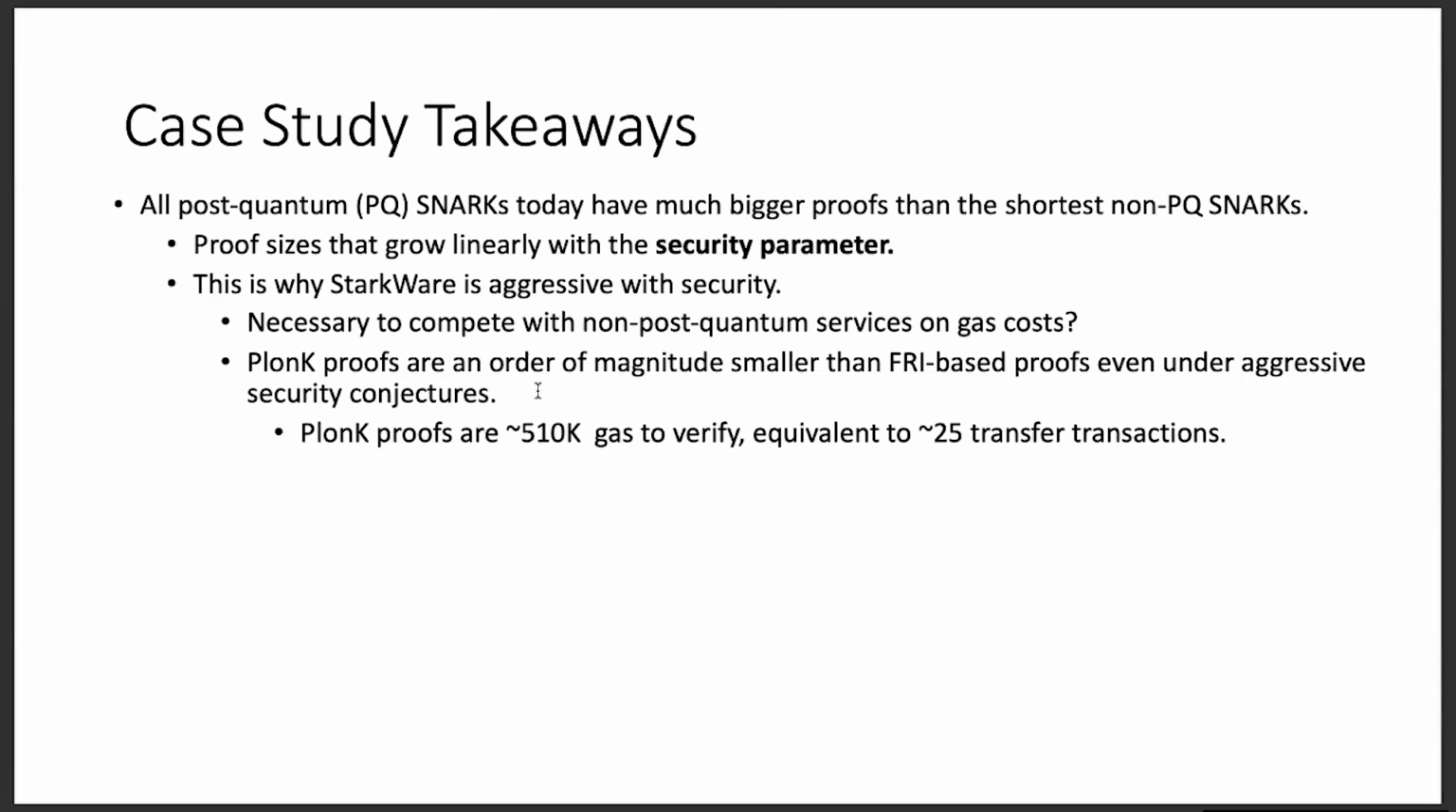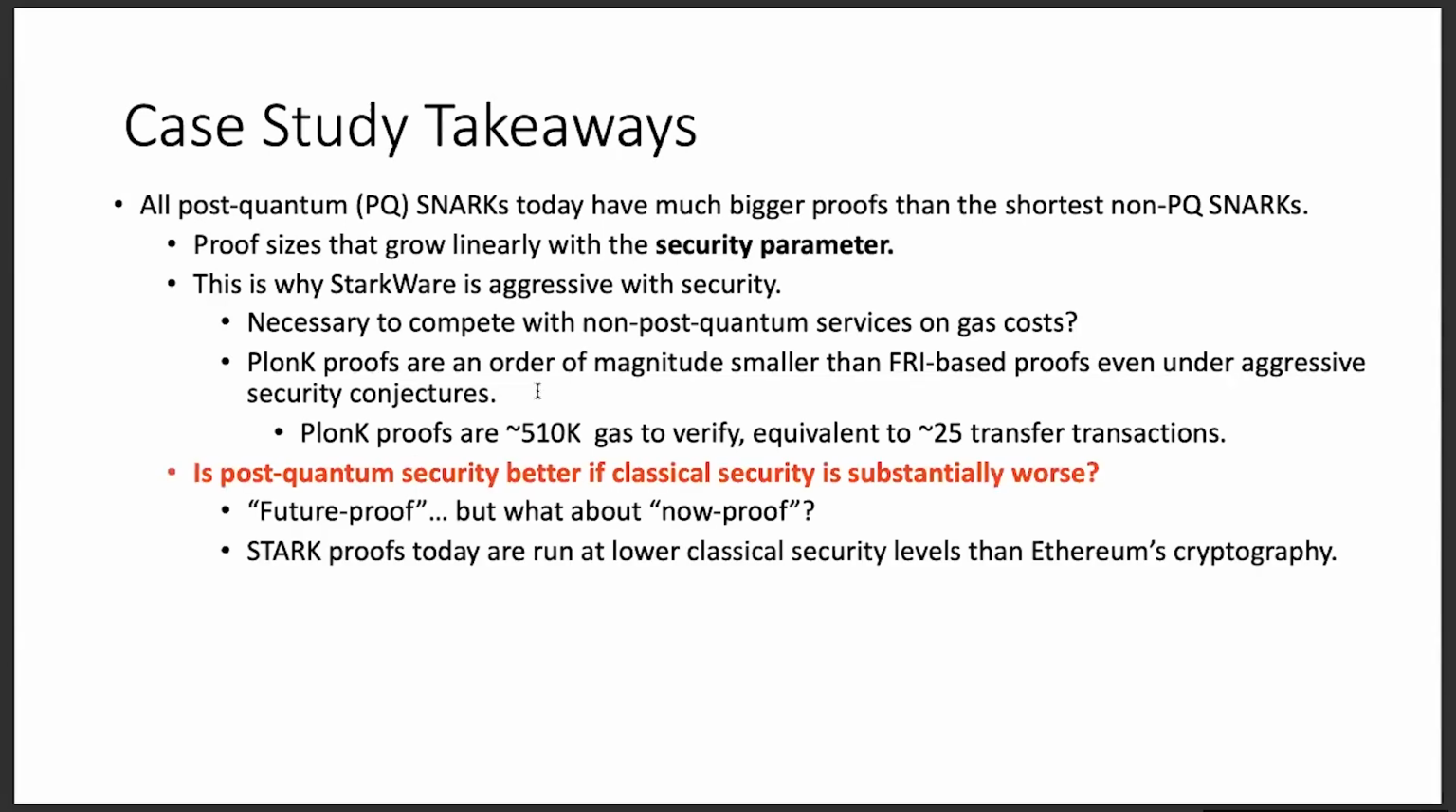Yeah, and I think I already mentioned that. My rough estimate is that at the parameter settings they're using, their proof should be about 10x bigger, roughly 8 to 10, something like that. So there's this notion that post-quantum security is better, future-proof. It's kind of part of the branding of the post-quantum rollups. But if your classical security is substantially worse, possibly to the point of making attacks make economic sense now, is it really better?